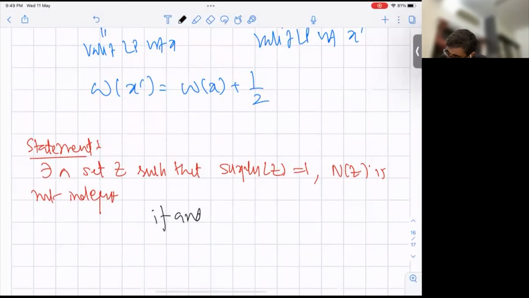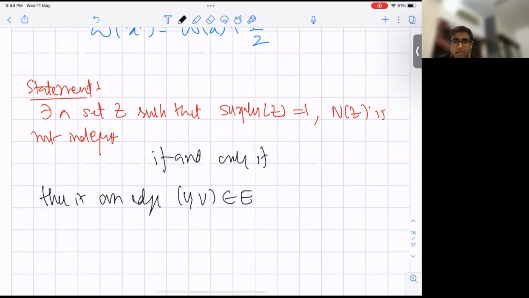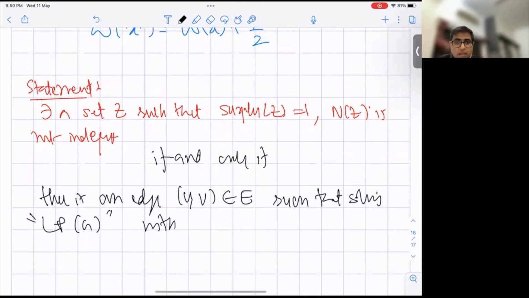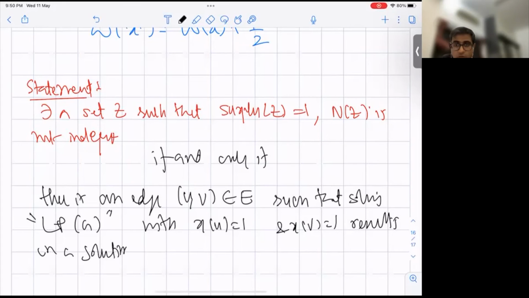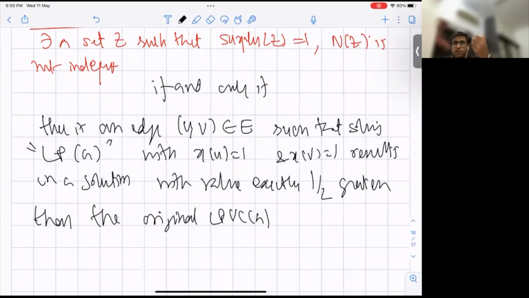If and only if there is an edge (u, v) in E such that solving the linear programming of G with x_u equal to 1, x_v equal to 1 results in a solution with value exactly half greater than the original LP value, right?